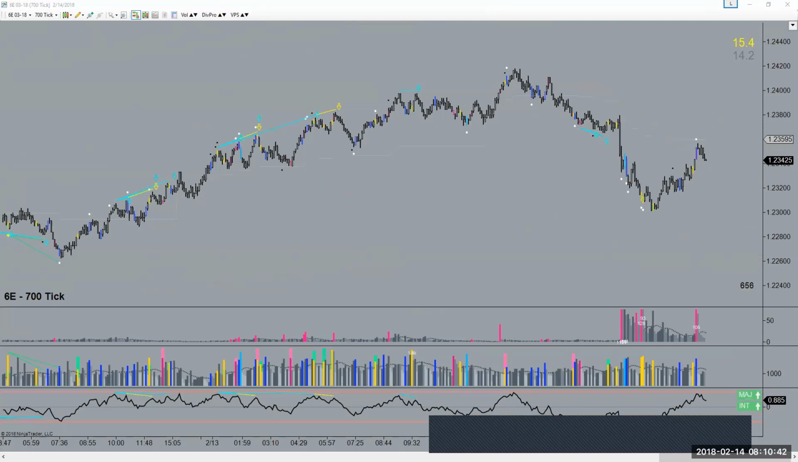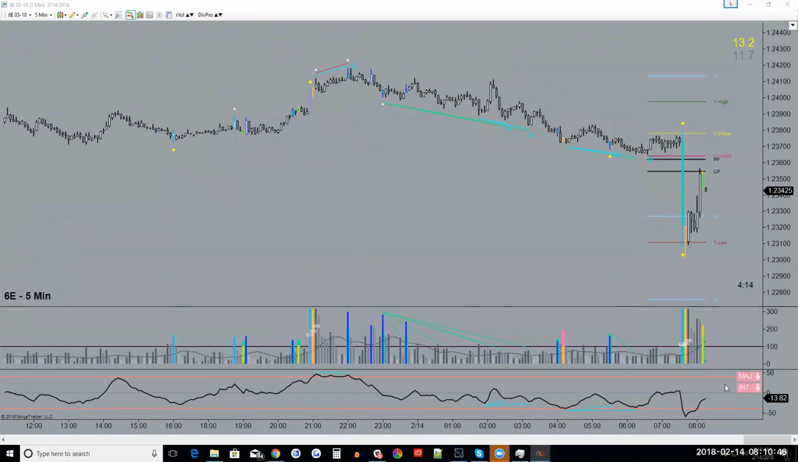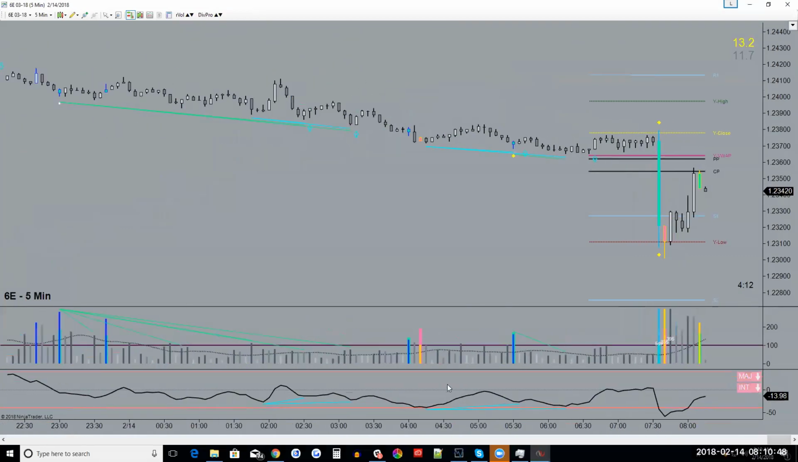Almost. Big churn bar. Well, it's not a big one, but it's a pretty good size churn bar right there. So maybe now we go back and test that low.